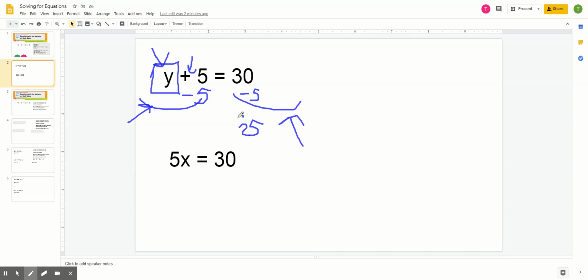Now I'm sure that's the number you got in your head. I can go back and plug it in: 25 plus 5 equals 30. That means it's balanced.